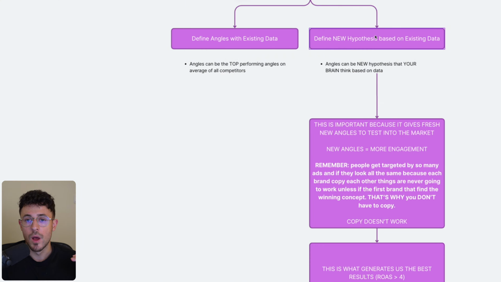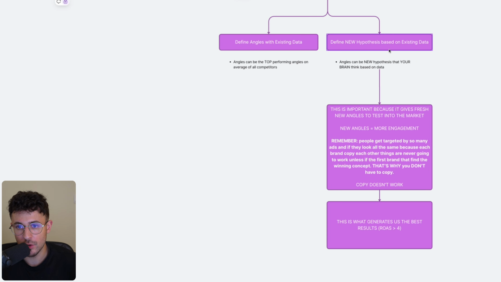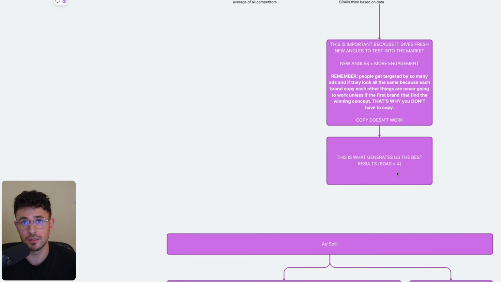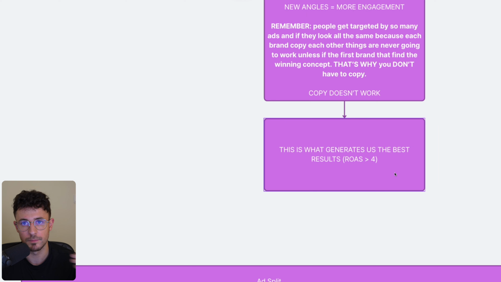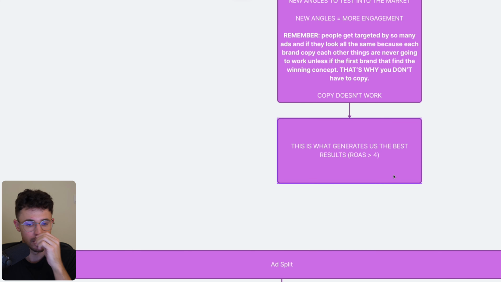New hypothesis. Also, something very important to mention here is that the new hypotheses don't have to be based on random thinking, like, oh, I think this is gonna work. No, it's gonna be based on existing data, and then you can have a hypothesis that says, okay, because of this information that I have, I think this can work. Yes, in this case, it can be done. This is how we do it. This is how we generate the best results, because you're bringing fresh new things into the market, into the actual ads, for people to see.